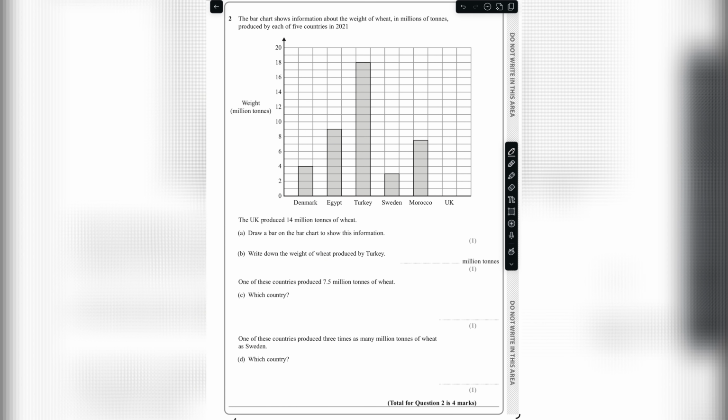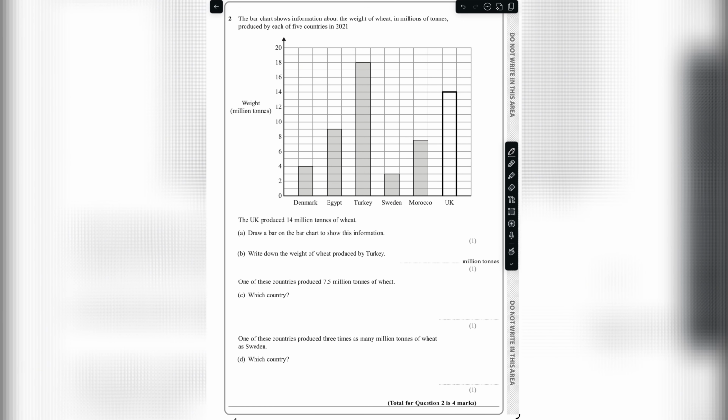In the second question, we are given a bar chart that shows information about the weight of wheat in millions of tons produced by each of 5 countries in 2021. The UK produced 14 million tons of wheat, and in the first part of this question, we are asked to draw a bar on the bar chart to show this information. So all we need to do is draw a bar up to the value of 14 on our y-axis, and hopefully you get something that looks like this.